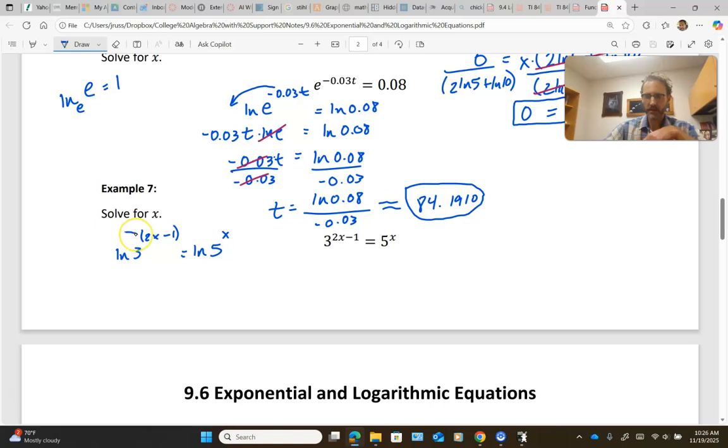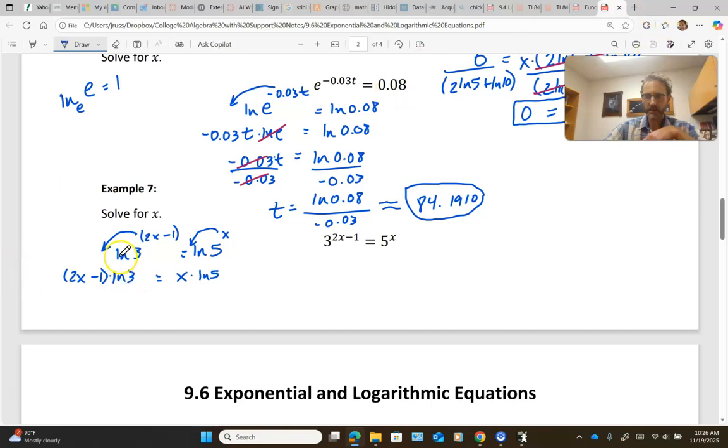And so again, by power rule, these powers are going to move out in front. And this is where you want to keep that in parentheses, that 2x minus 1 times natural log of 3. And this will be equal to x times the natural log of 5. Okay.